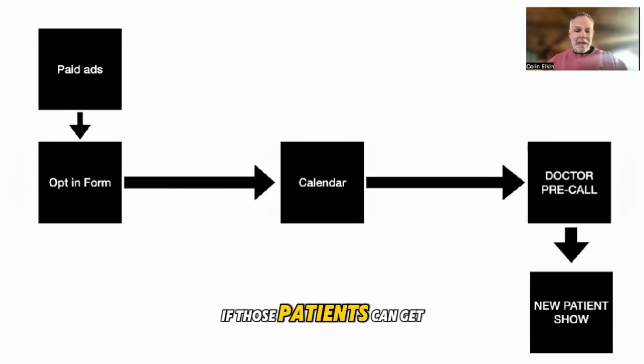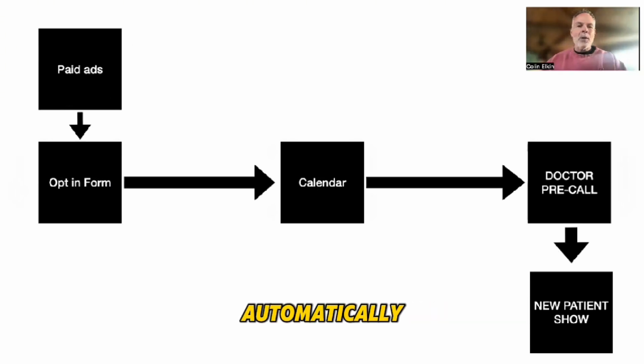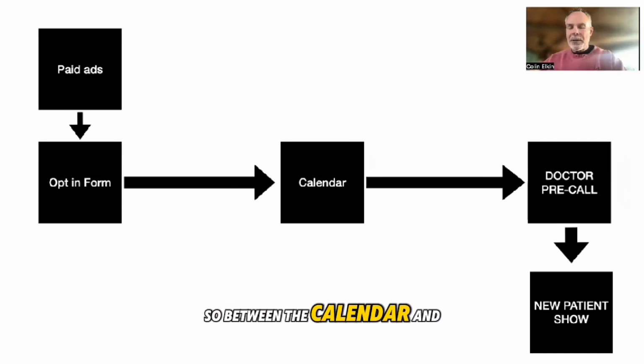Well, if those patients can get their information submitted, get to the calendar, there may be a series of steps in between that. Perhaps your staff is calling them. They may receive automated text messages or emails directing them to that calendar link so that they can book automatically, or your staff calls them, gets in touch with them, and books them on the calendar verbally. Either way, then we have to get them to show up in the office. So between the calendar and the appointment time, a doctor pre-call can be really beneficial.